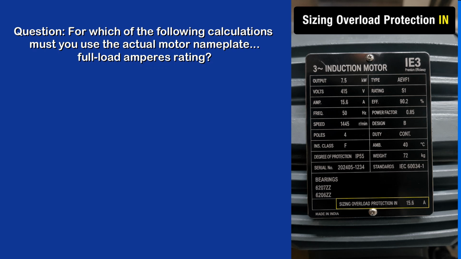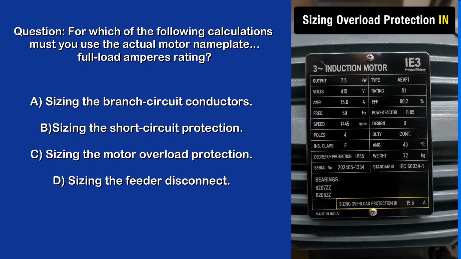Question 4. For which of the following calculations must you use the actual motor nameplate full load amperes rating? A. Sizing the branch circuit conductors. B. Sizing the short circuit protection. C. Sizing the motor overload protection. D. Sizing the feeder disconnect. The correct answer is C. Sizing the motor overload protection.